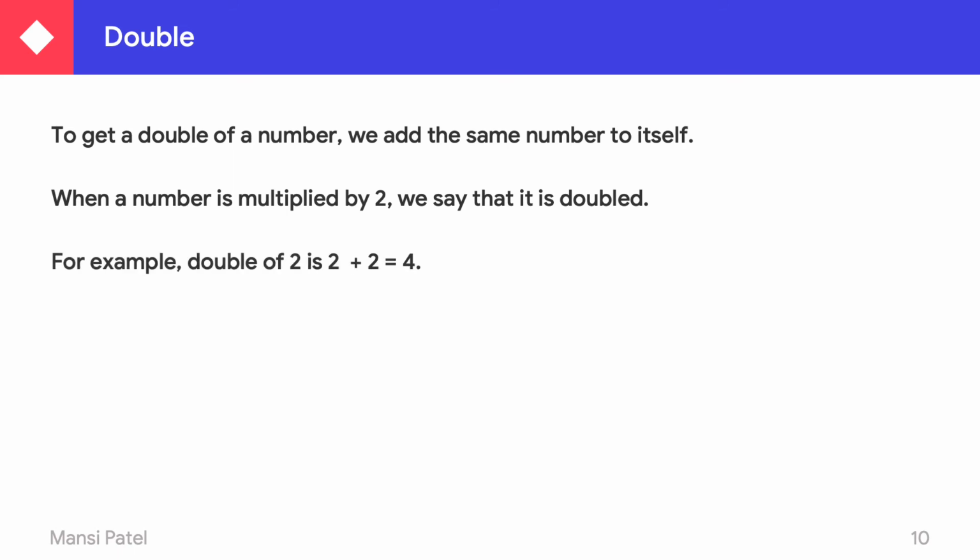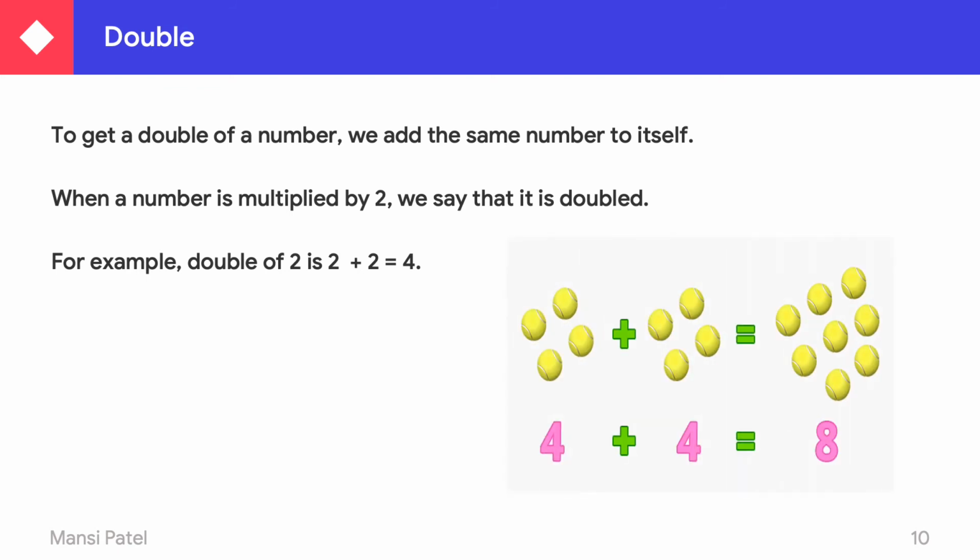For example, double of 2 is, your original number is 2 and you have to add itself, 2 only. So 2 plus 2, it becomes 4. So we can say that 4 is the double of 2. See here, 4 balls are there and you have to just add 4 more balls. So it becomes 8 balls. So we can say here 8 is the double of 4. Now this way you can find out the double of any number.